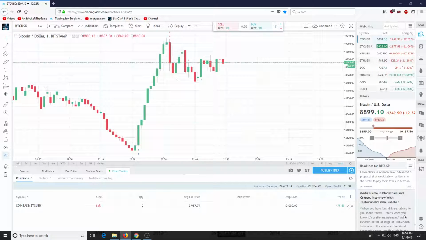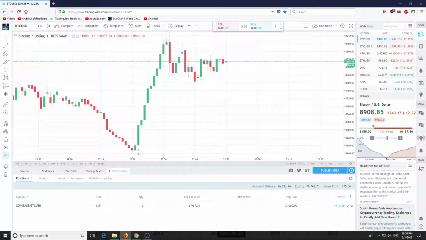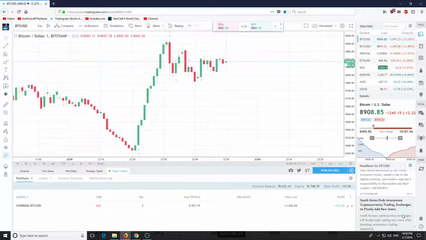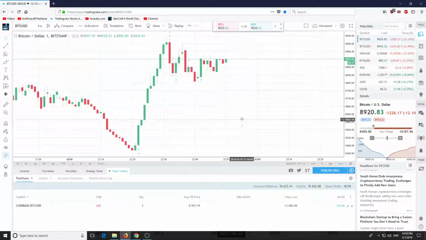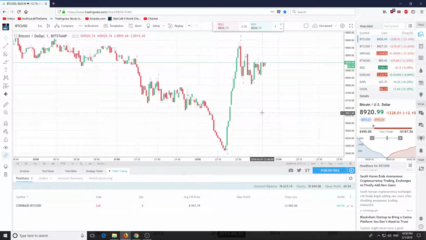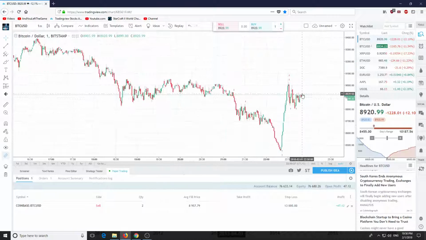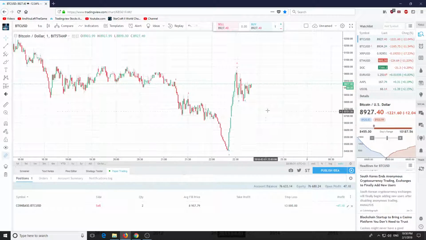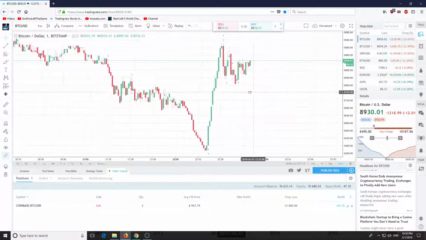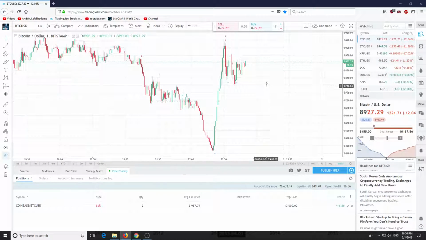Media's role in blockchain and crypto: interview with TechCrunch's Mike Butcher. South Korea's anonymous cryptocurrency trading exchanges to finally add new users. So it's become a lot more legit in South Korea. Alright, it looks like the market is blobbing up, and it's probably going to blow up for a while, because we saw sharp movements here, made a lot of money, and that's that.